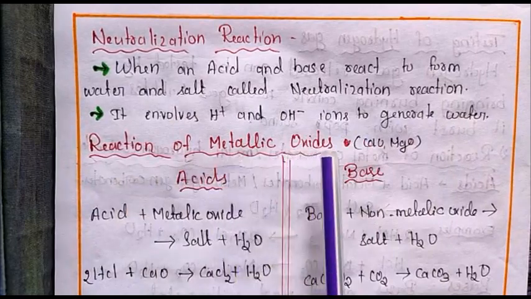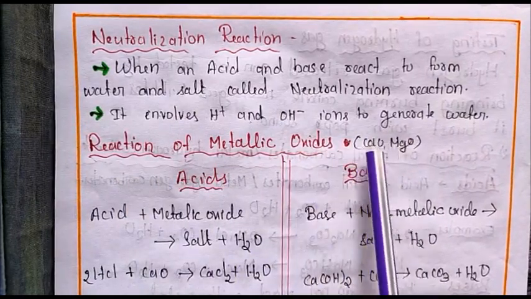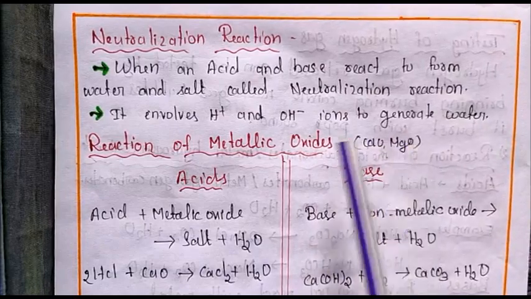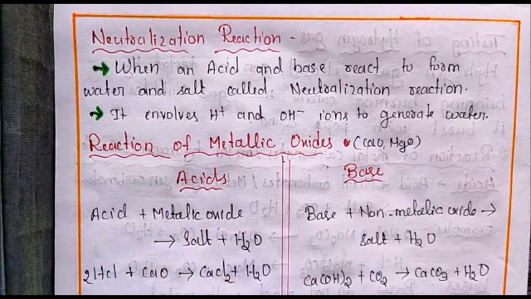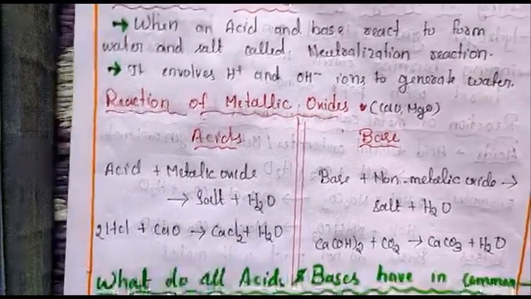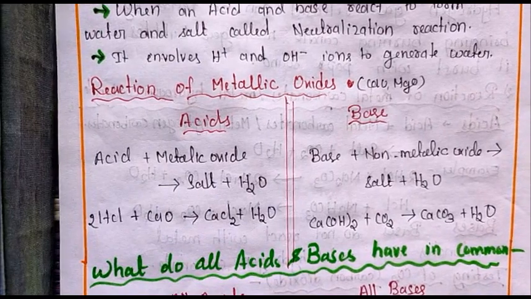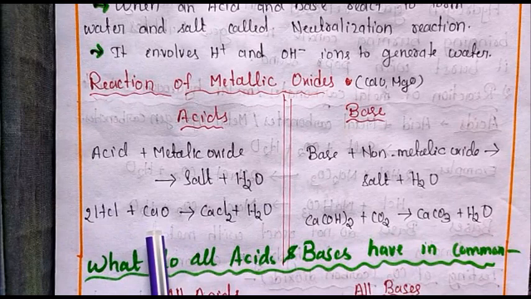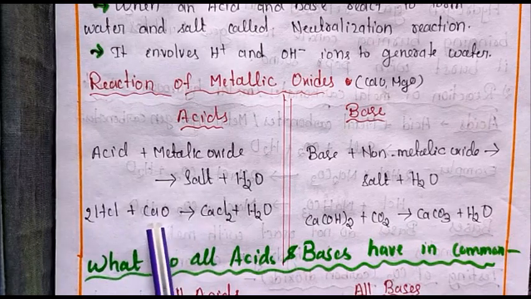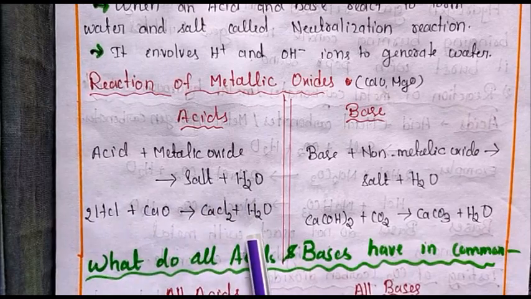Reaction of metallic oxides, that is CaO, MgO, calcium oxide, magnesium oxide. When an acid reacts with a metallic oxide, it produces salt and water. When a base reacts with a non-metallic oxide, it produces salt plus water. See, hydrochloric acid plus calcium oxide, that is a metal oxide, produces CaCl2, which is your salt, calcium chloride, plus water.